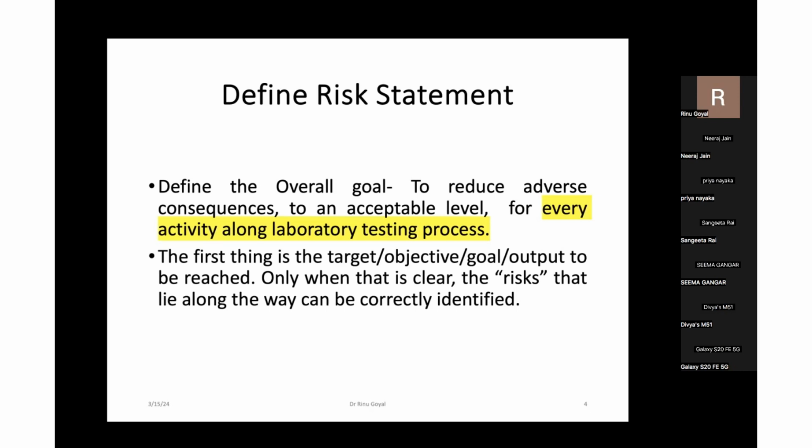So first of all, we have to define what we want to do. We have to define the risk statement. So what is the overall goal? What are we trying to achieve in this activity? To reduce adverse consequences to an acceptable level, because risk cannot always be eliminated. It will be reduced to an acceptable level for every activity in the laboratory, be it analytical, pre-analytical, or post-analytical. So the first thing is the target, objective, goal. What is the output we are trying to achieve? Only when this one thing is clear in our mind can we proceed further.